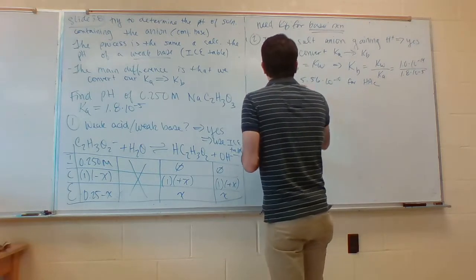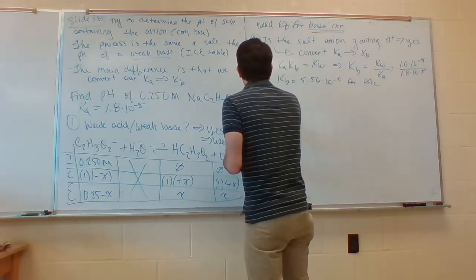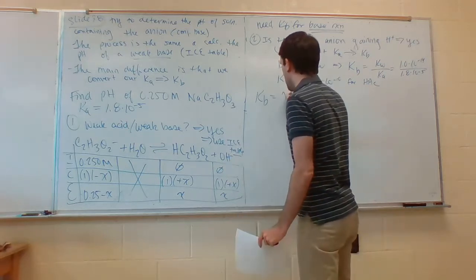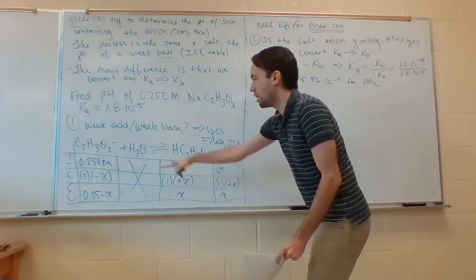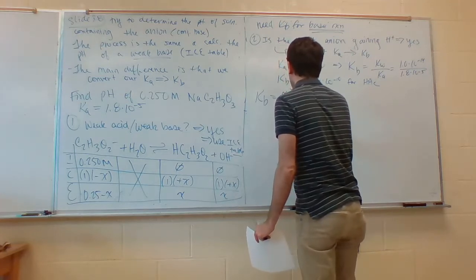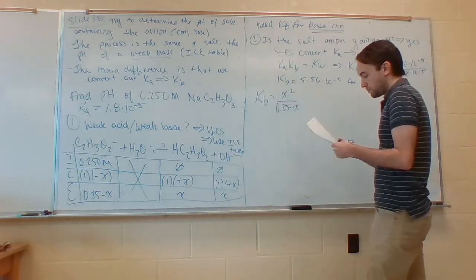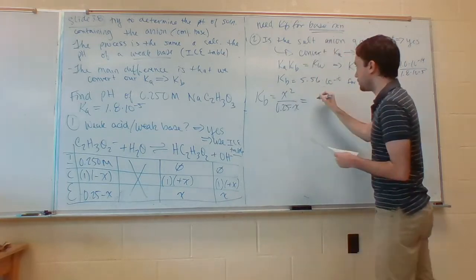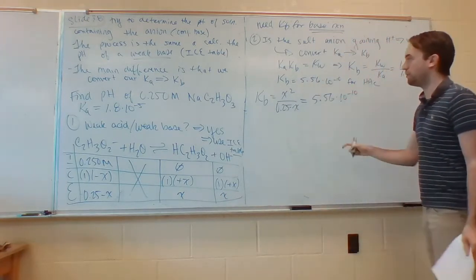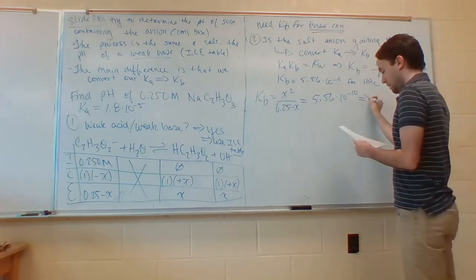Now I can say that Kb is equal to my expression here, which is going to be x squared over 0.25 minus x. And I'm going to say that that's equal to 5.56 times 10 to the negative 10th, because that's what we found for our Kb.